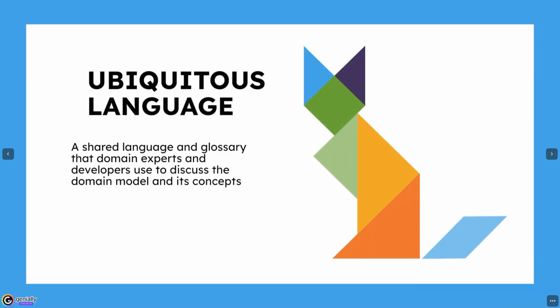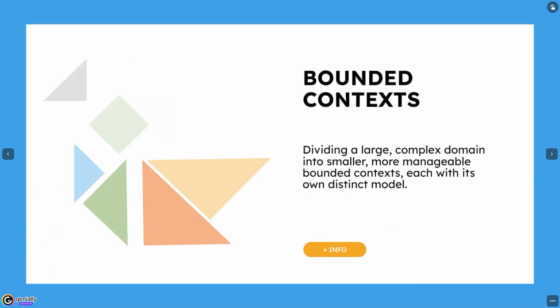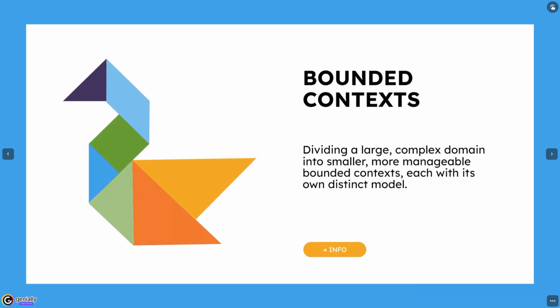One is ubiquitous language. It's a shared language and glossary that domain experts and developers use to discuss the domain model and its concepts. Next one is bounded context. It's dividing a large complex domain into smaller, more manageable bounded contexts, each with its own distinct model. This helps in keeping models focused and cohesive.